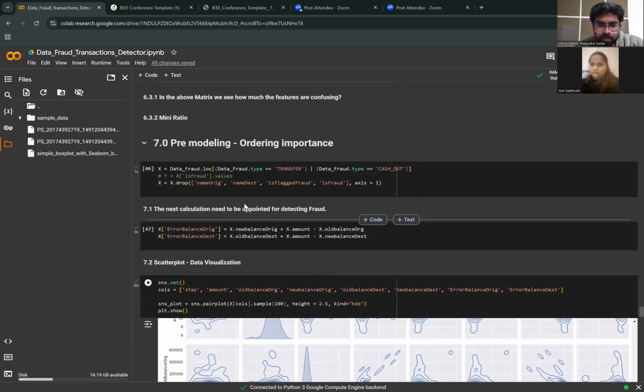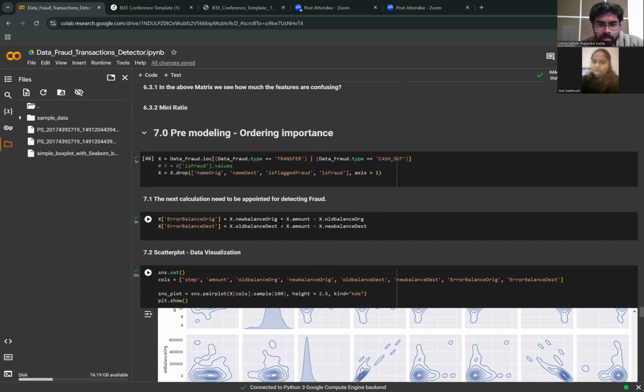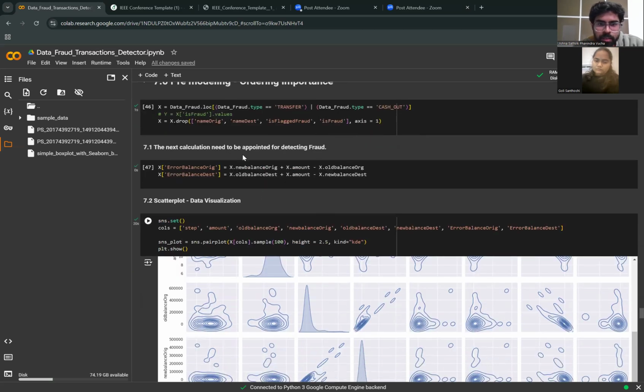Here the code is used for pre-processing and modeling for the risky transactions, which takes into account the relationship of the features. It also shows the calculation for detecting fraud using the error balance, original and destination balances.